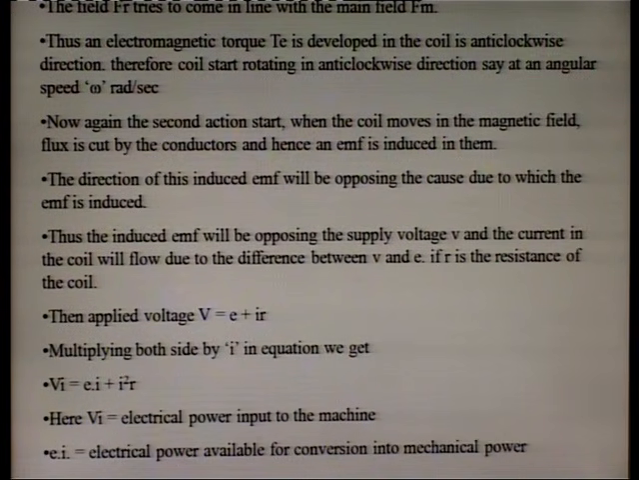If R is the resistance of the coil, then applied voltage V equals E, that is the EMF induced due to the flux cutting, plus IR. If we multiply both sides by I, we will get VI is equal to EI plus I square R. Here VI is the electrical power input to the machine, EI is the electrical power available for conversion into mechanical power, and I square R is the power loss due to resistance of the coil.